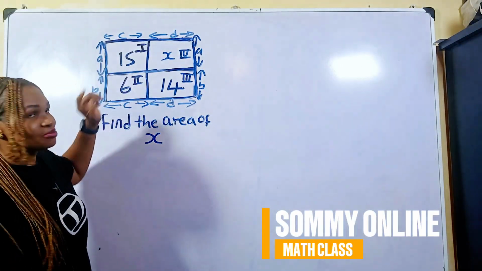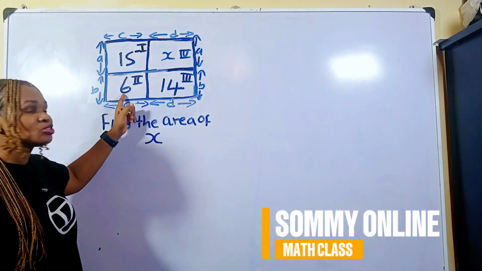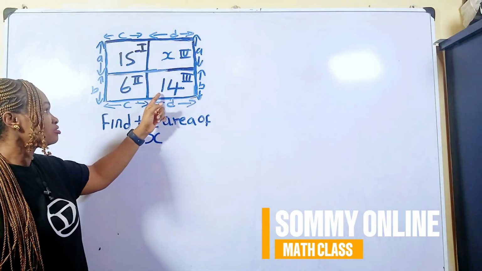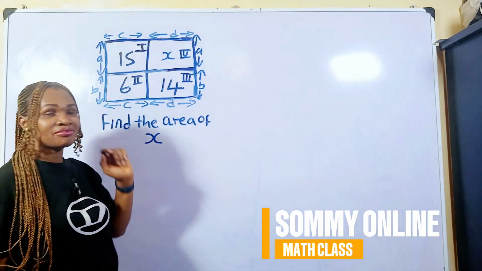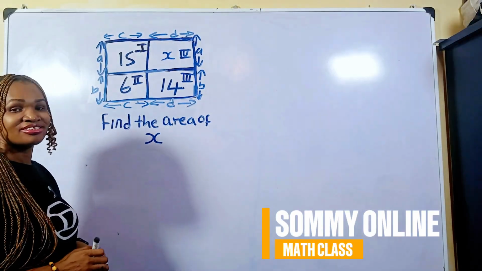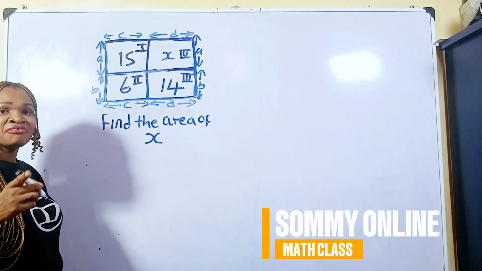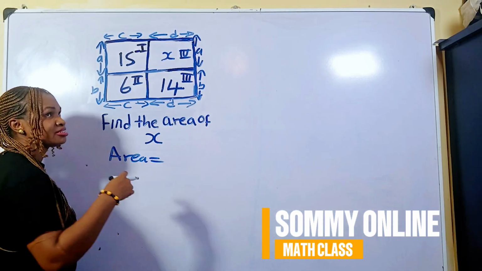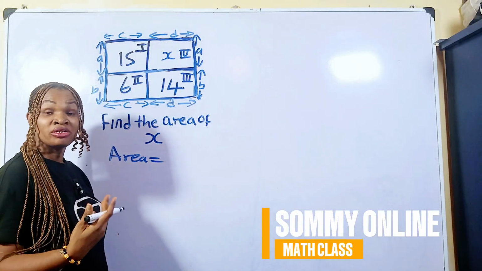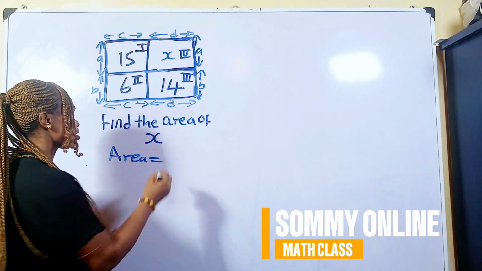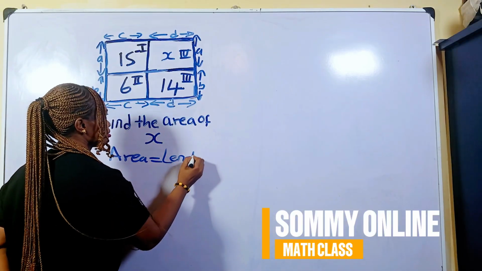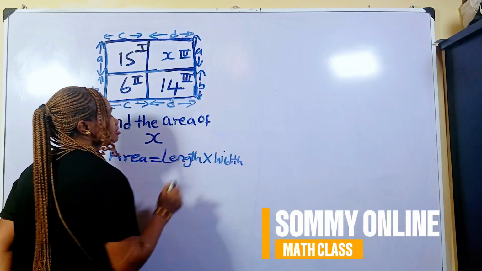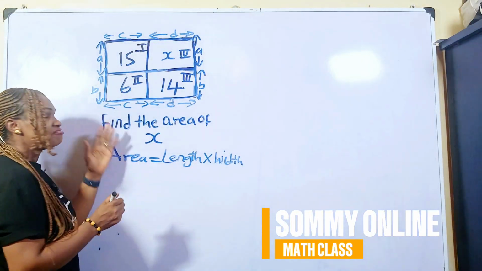The area of this rectangle has been given, which is 15. Likewise, this one is 6, and here is 14, which is the central rectangle's area. But we are looking for the area of this rectangle, S. So, remember, the area of a rectangle is length times breadth, or we call it length times width. Let's use length times width. That's the area of a rectangle.